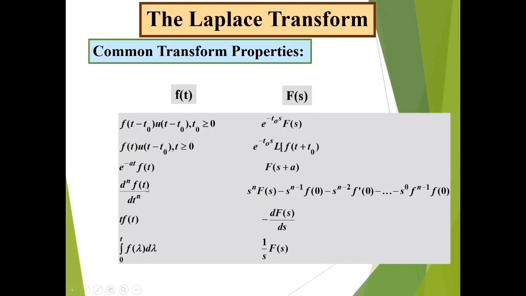The nth derivative formula we have already derived. That formula is also here.